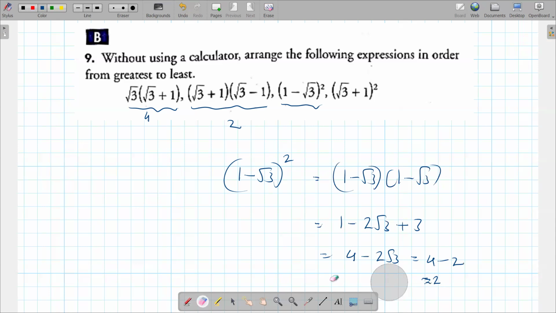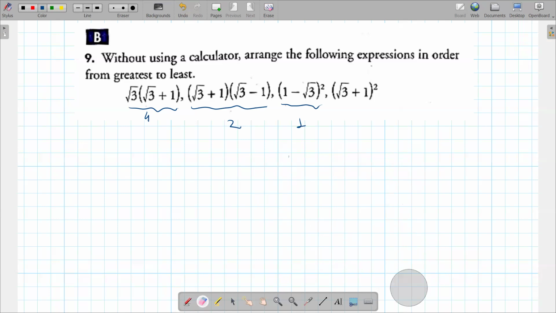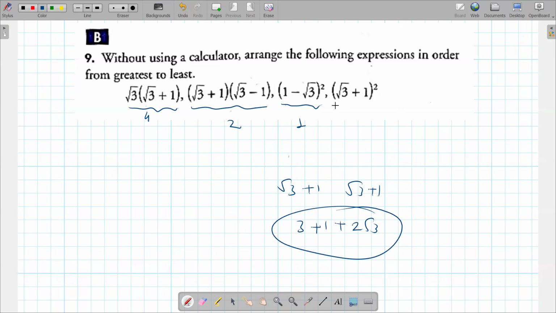It's not about 2. It's less than 2, because this term is about 3. So this is about 3. So this is about 1. Because we can't use a calculator, that's why. And then the plus one will obviously be, even without doing any math, I think the biggest number there. Let's see, this times this. If you expand it, you get 3 plus 1 plus 2 root 3. So that'll be about 6. So there you go. This is the biggest one, second biggest, third biggest, and the smallest.